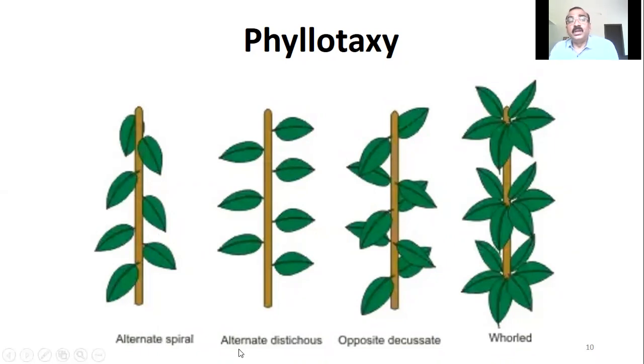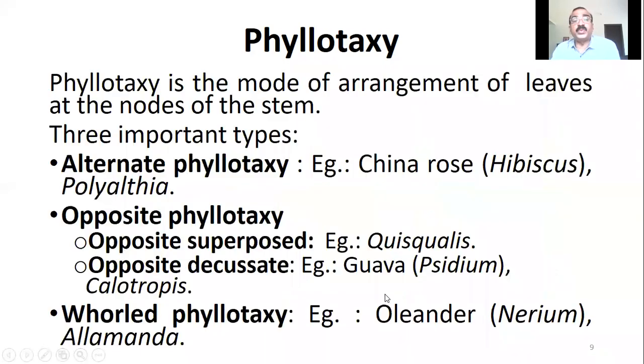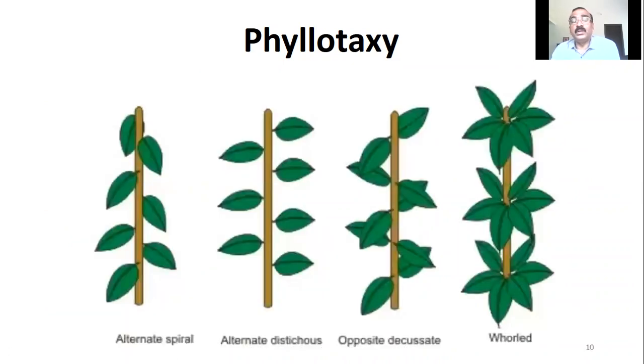Okay. Now opposite. So this is opposite. Now what is opposite? From each node two leaves develop opposite to each other, and this is called opposite phyllotaxy. There are two types of opposite phyllotaxy. One is called opposite superposed, the other one is called opposite decussate. See, this is opposite decussate.